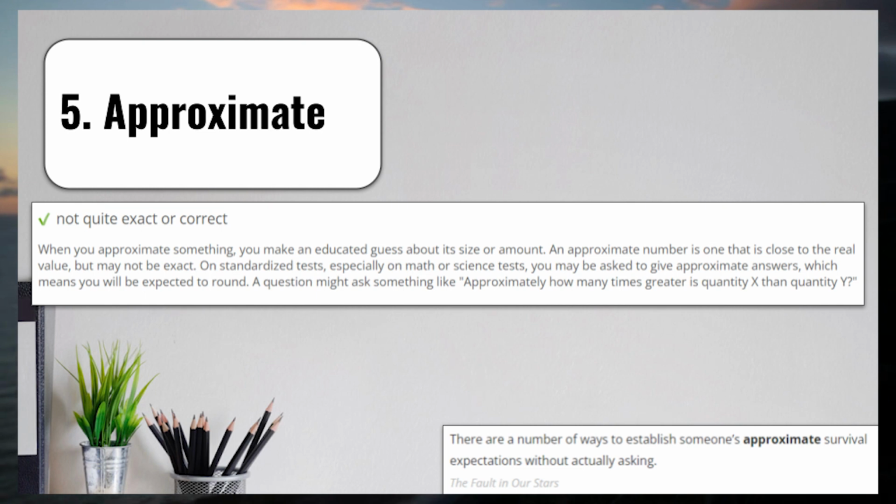On most standardized tests and just tests in general, especially on math or science tests, you may be asked to give approximate answers, which means you will be expected to round the number. A question might ask something like, approximately how many times greater is quantity X than quantity Y?